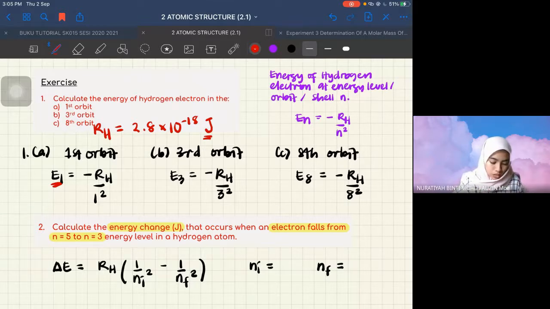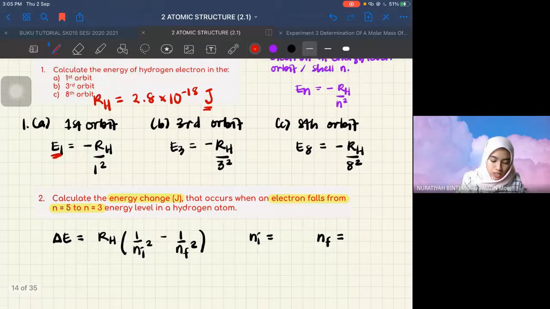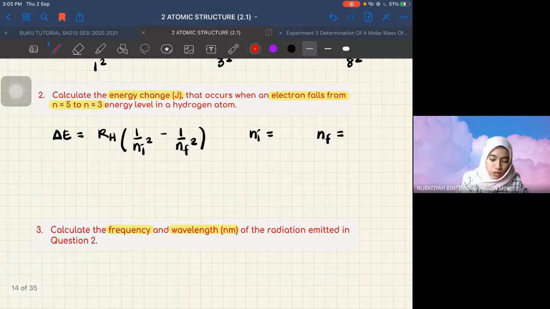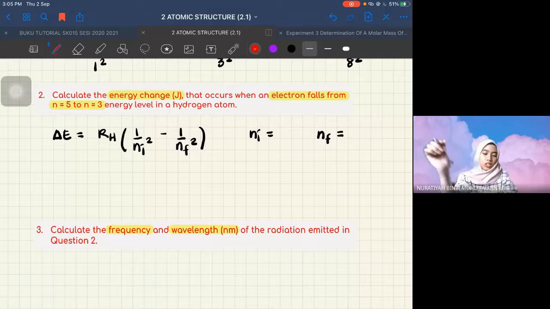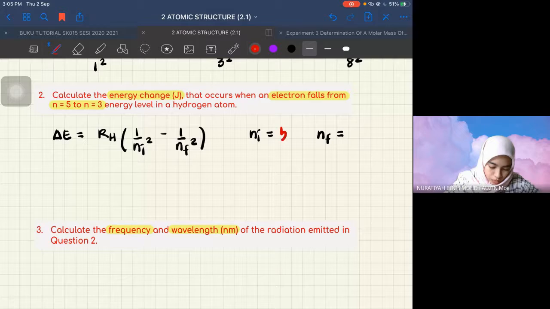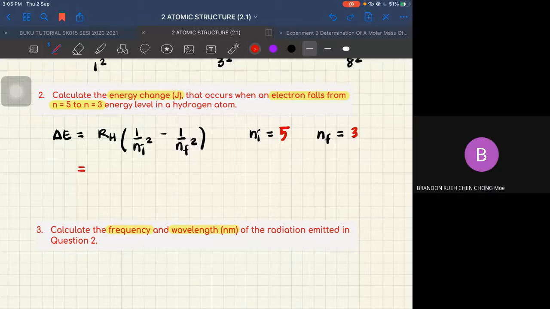Okay. So number 2, calculate the energy change delta E that occurs when an electron falls from n equals to 5 to n equals to 3 energy level in a hydrogen atom. So yang ni kita just guna this formula. So n initial dengan n final apa? Initial 5 and final is 3. So sebab dia fall daripada 5 to 3. Okay. So masukkan je formula awak. Awak punya R_H apa? Which one will you use to find energy? 2.18 times 10 to the power of negative 18. Sama tadi.